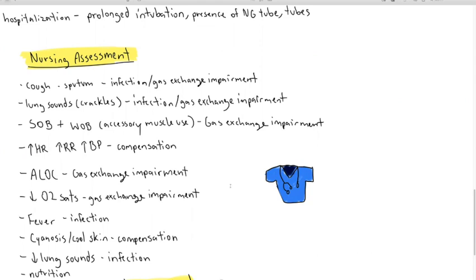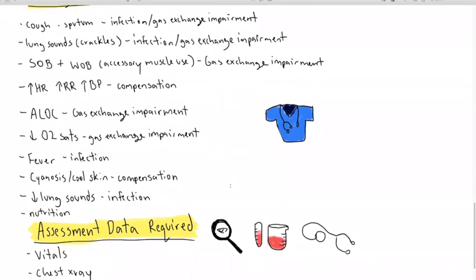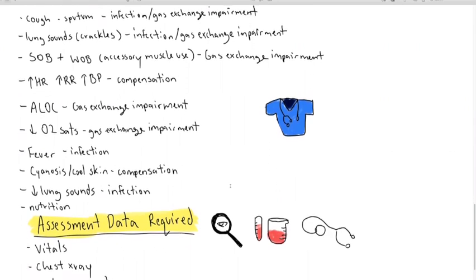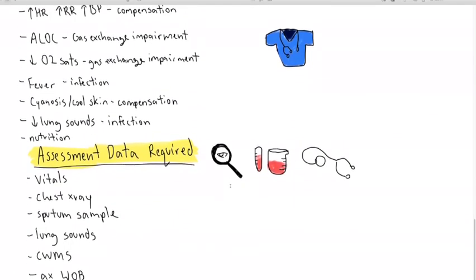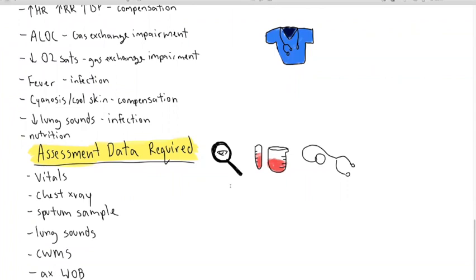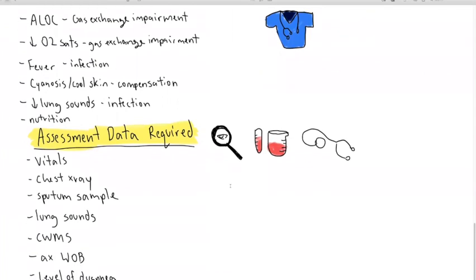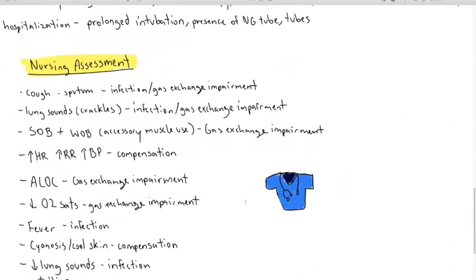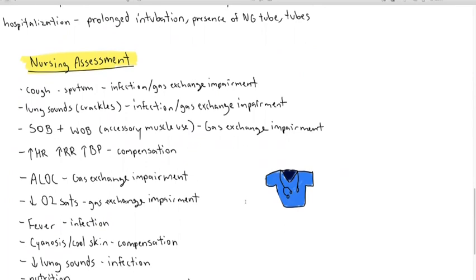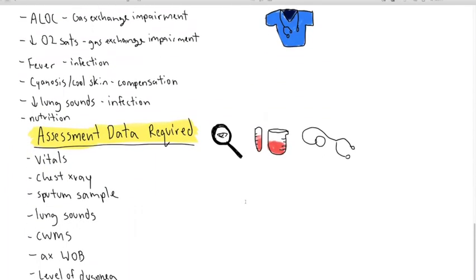The person might have an increased heart rate, respiratory rate, and blood pressure. That's compensation for the hypoxia: they want to get more blood perfused and get more oxygenation by breathing faster. They might have an altered level of consciousness, which is a gas exchange impairment, so they might be confused, restless, agitated, with decreased O2 sats. Fever is a sign of infection. Cyanosis or cool skin is a compensation. Decreased lung sounds might indicate infection. And nutrition: with increased metabolism to fight the infection, your body will need more nutrition to deal with it.